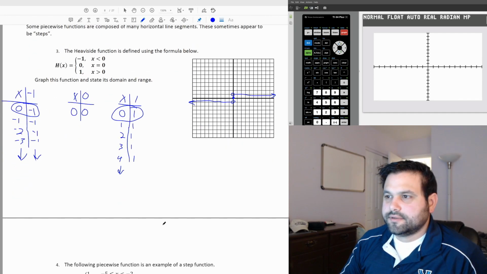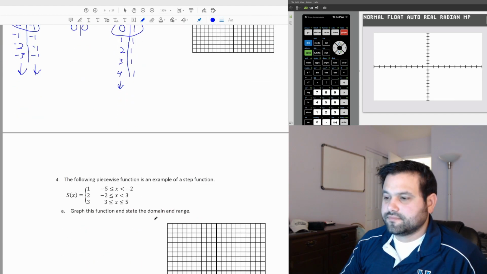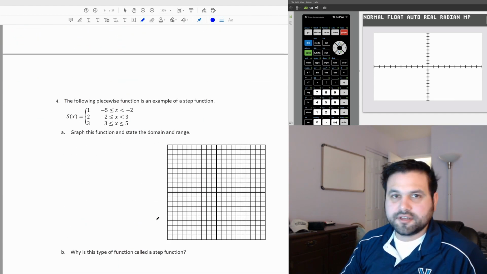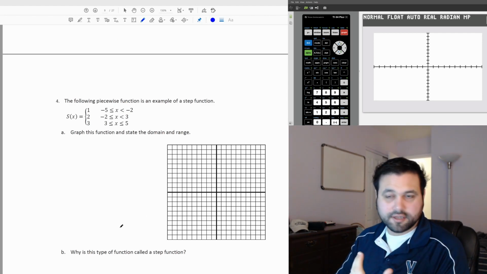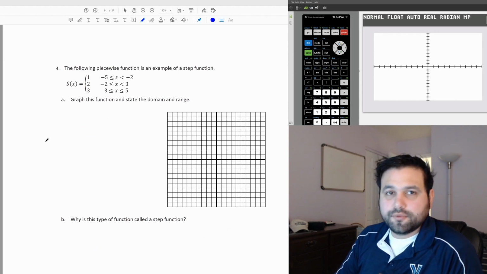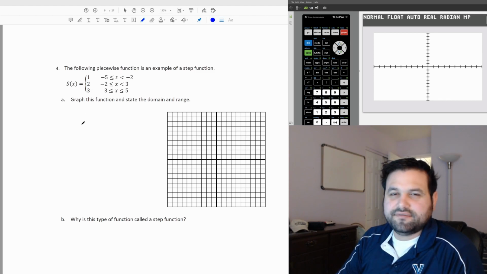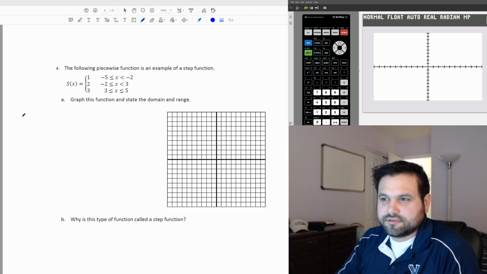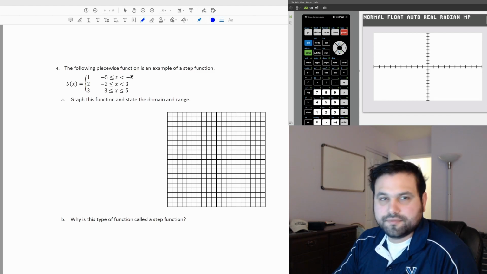So these are examples of step functions. Here's a really good step function to show why we call it a step function. So let's go ahead and graph these. So we can make our table, right? But again, these step functions don't really have variables. They're just horizontal lines, right? So this is a horizontal line at a value of 1 from -5 to 2.